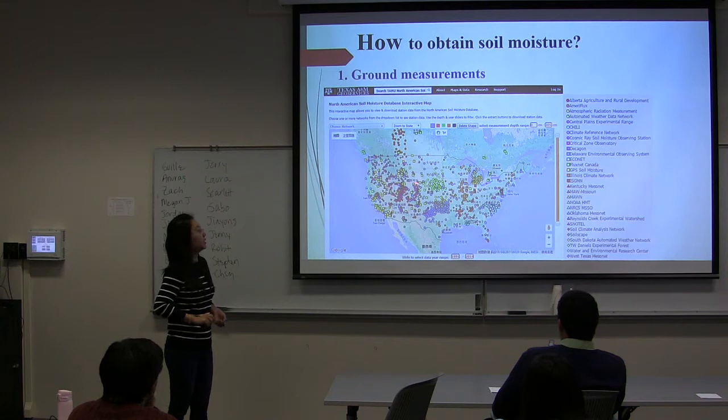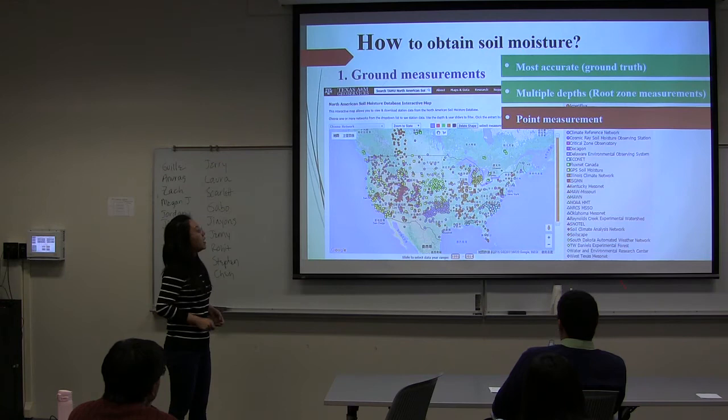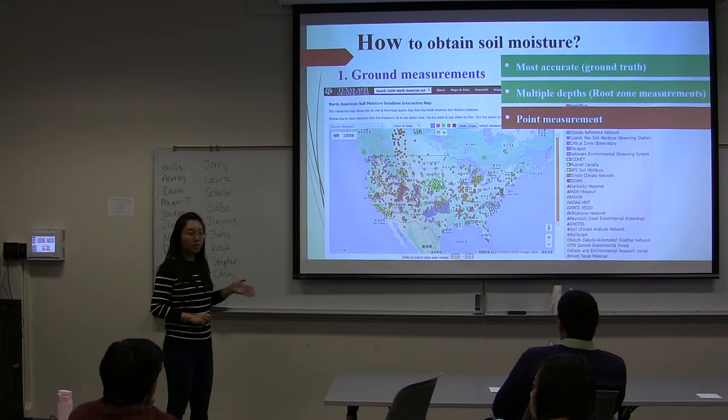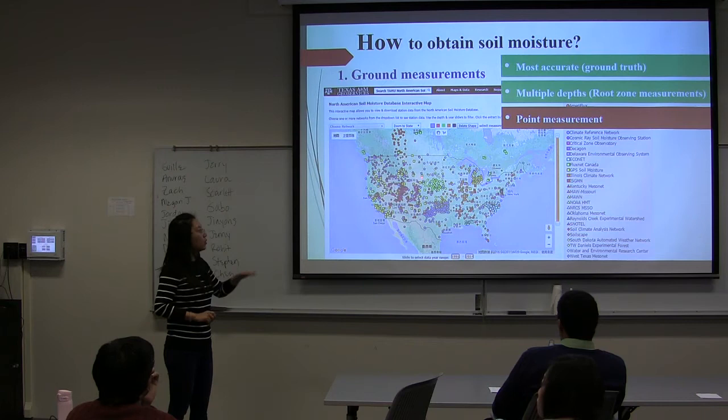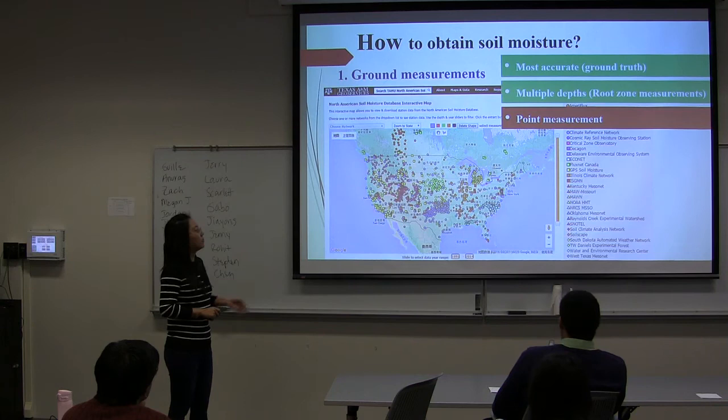So here's the problem for the ground measurement. That is, it is only point-based and not evenly distributed, not in the US, not to mention in the world. But the strong point of this method is that it is the most accurate measurement of soil moisture, so it can serve as ground truth data. And another strong point is that it can provide measurements at multiple depths. As long as you insert the soil sensor along the soil profile, it can provide multiple depth measurements.